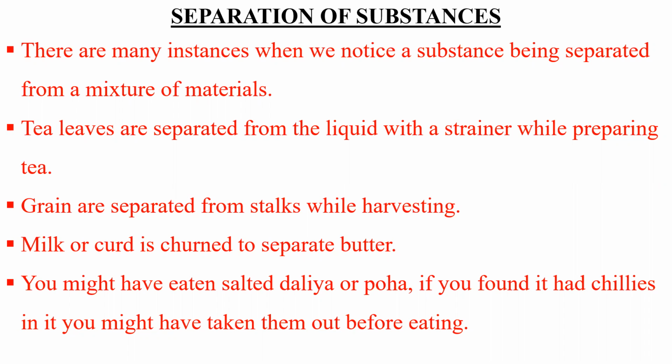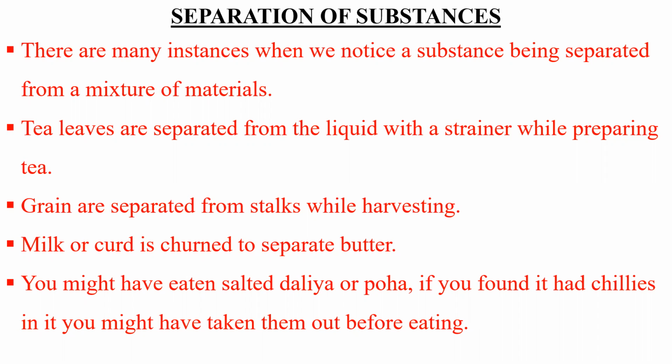So for a liquid, we use a strainer, and these are separated from the tea with its help. The third mixture which we can see is grains. Grains are separated from stalks while harvesting. When grain stalks are harvested, farmers take out the grain. That's known as harvesting. Now milk or curd is churned, that means mixed, to separate butter.